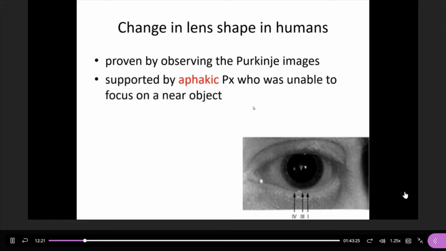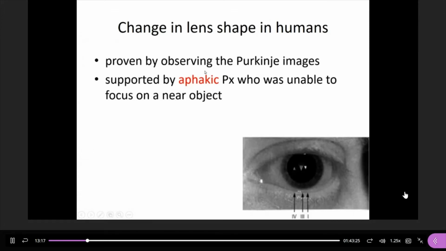When the patient accommodates, if you still remember, there are three major Purkinje images. Image number 1, which usually is the brightest one. Image number 3 is from the anterior surface of the crystalline lens. Image 4 is from the posterior lens surface reflection. By looking at the position and also the size of the Purkinje images before and after accommodation, you will have some idea about whether there is any change in the posterior or anterior surface of the lens during accommodation. And this was supported by the aphakic patient.